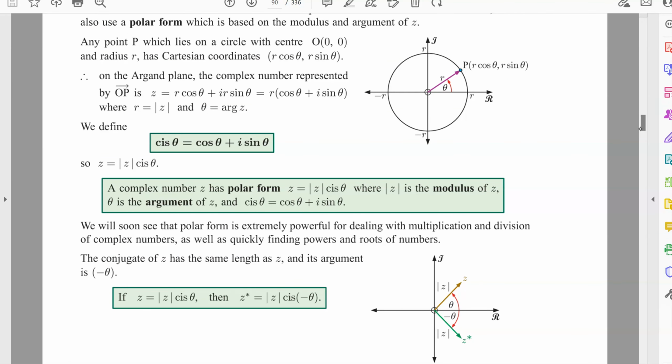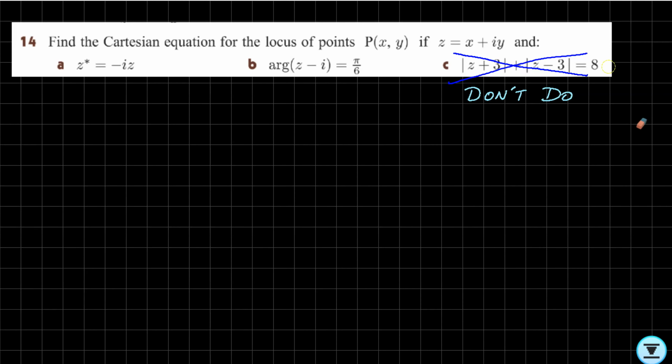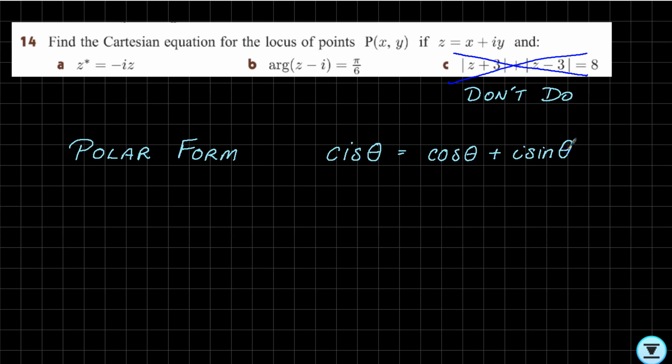Now, this is also helpful. Do we know why it's cos theta plus i sine theta? Why can any complex number be written in polar form, so we've got cis theta equals cos theta plus i sine theta. Right, so go back to our good old plane here. And imagine that we have a complex number.